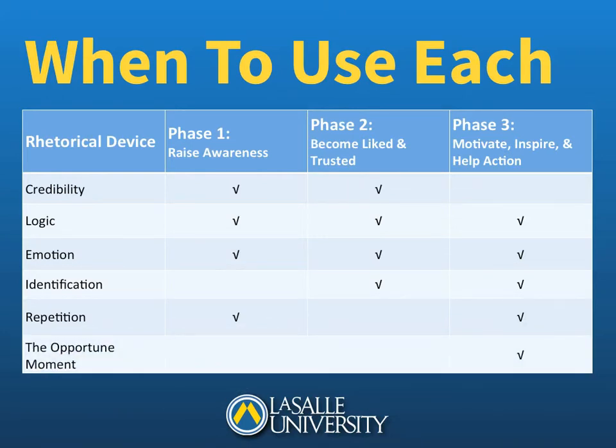And then the opportune moment. You're waiting for that time to really motivate, inspire, and help to take action. So it makes sense in phase 3. Really, you're waiting for that moment to kind of kick things into gear. And so that's why it makes sense in phase 3, because you want to use the opportune moment to motivate, inspire, and help to take action. That's the purpose of the opportune moment. So that is rhetoric at a glance, and that is how you use rhetoric in your content.